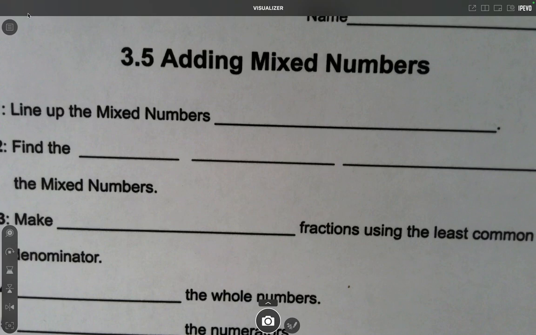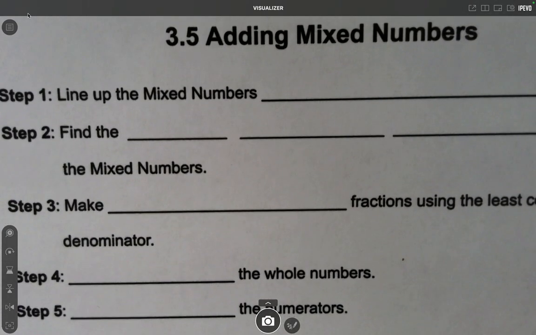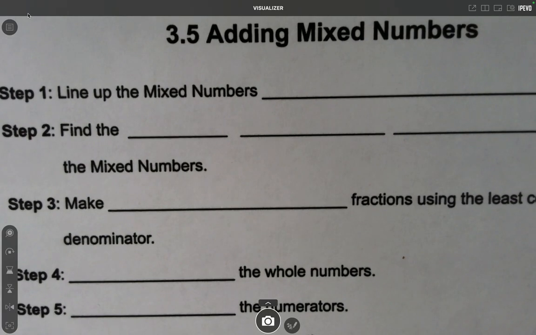Today we'll be talking about adding mixed numbers. So there's clear steps we take, and I promise you, if you will commit these steps to your memory, it will make this process a whole lot easier. So make sure you make an effort to put these steps in your mind.